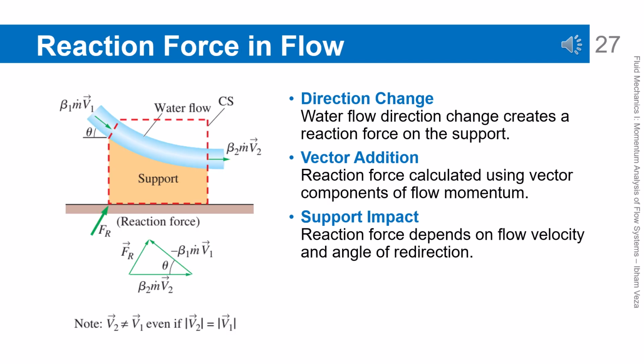Reaction force in flow. A change in the flow direction produces a reaction force on the supporting structure. This force can be computed using vector addition of momentum at the inlet and outlet. Even if the speed magnitude is the same, a change in direction still produces a change in momentum. Therefore, pipe bends always experience forces from the flow. This analysis is very important for pipe support design.